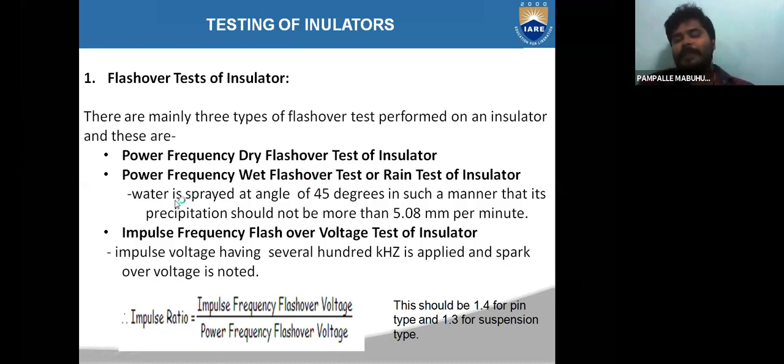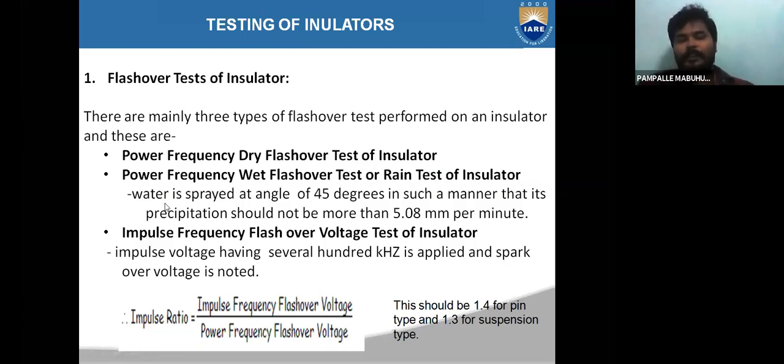As you are spraying the water here, this test is also called a rain test. Why? Because you are creating artificial rain on the insulator by spraying water. You are creating a rain atmosphere.